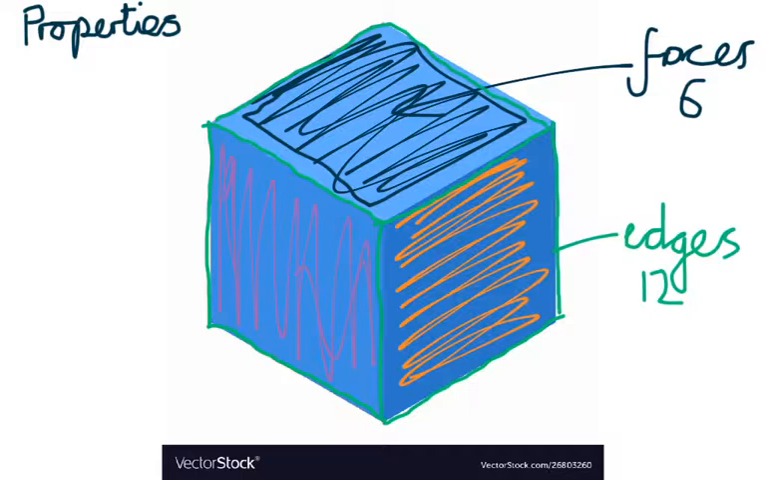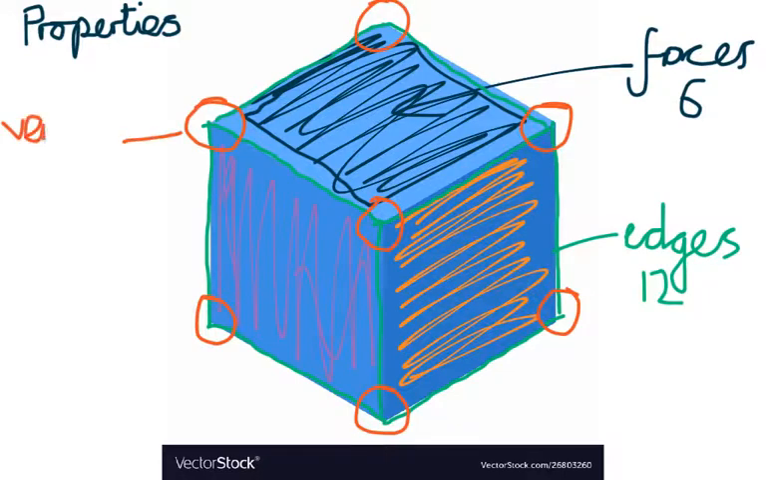And then the final thing to look at are the points where 3 edges meet. And those, as you already know, are called vertices.